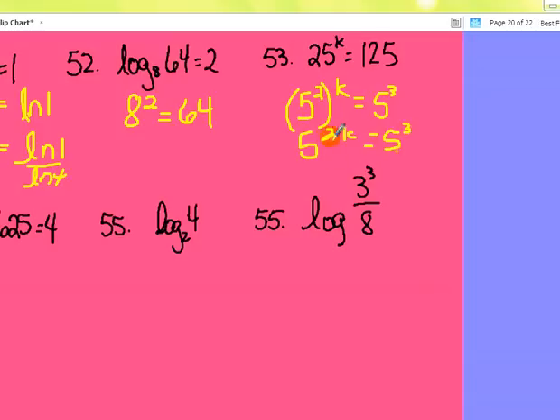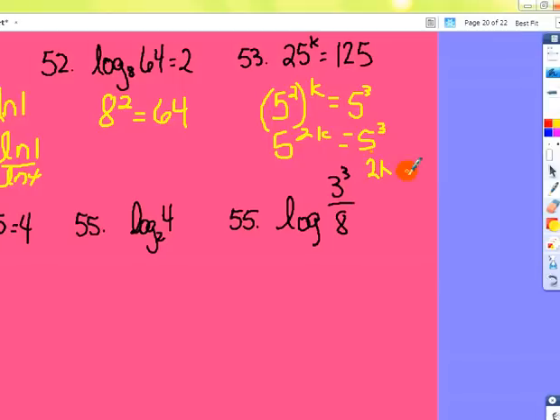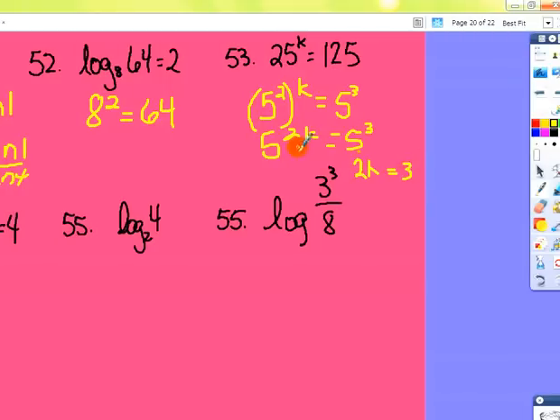If these two bases are equal, that means the exponents have to be equal. And so therefore, I will have a little equation, 2k equals 3. I'm running out of space here. 2k equals 3, because the exponents are equal to each other, if the bases are equal to each other. Divide by 2, and our answer is 3/2.